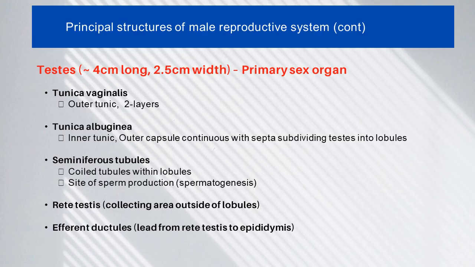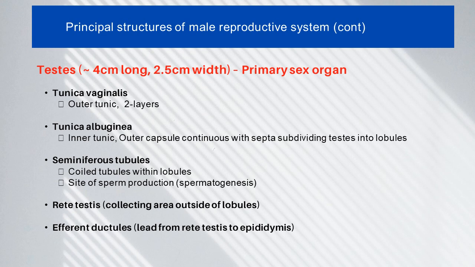Okay, after the scrotum, now we look into the testis. The testis is the primary sex organ as the sperm is produced inside the testis. And the testis has two tunicae, or two layers. The first is the tunica vaginalis, which is the outer tunic, and it has two layers. The second is the tunica albuginea, which is the inner tunic.